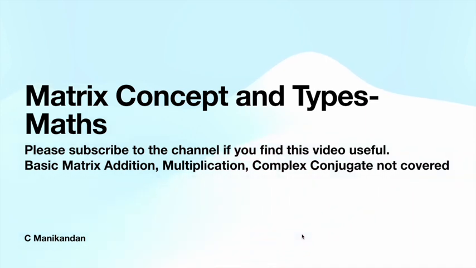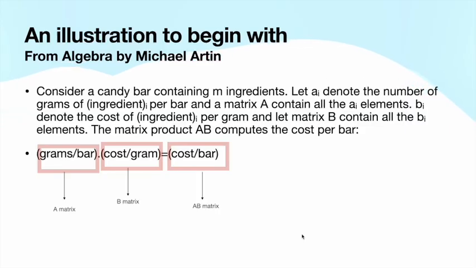This is what this video will cover. It will not cover how to add two matrices, how to multiply two matrices, or how complex conjugates are involved in matrices. Complex conjugates are like, if it is 1 plus i, then 1 minus i is its complex conjugate. That's the basic thing you need to know to understand this video. So the next slide is an illustration to begin with.